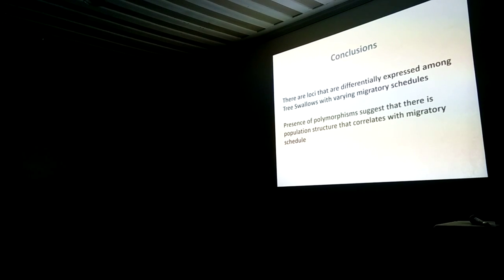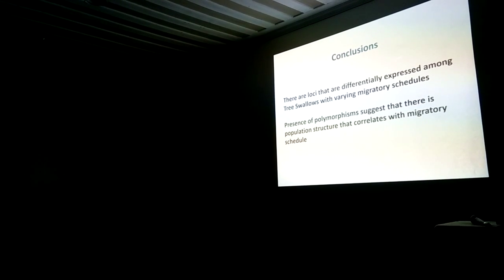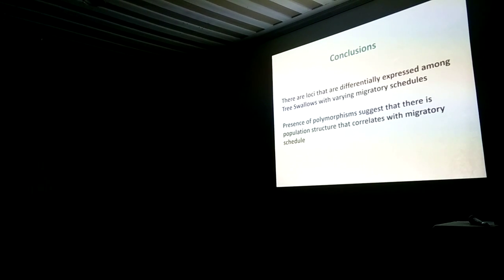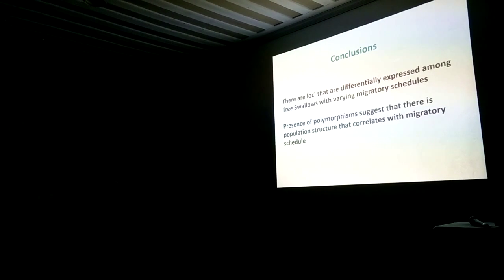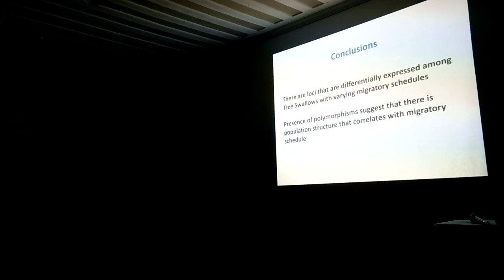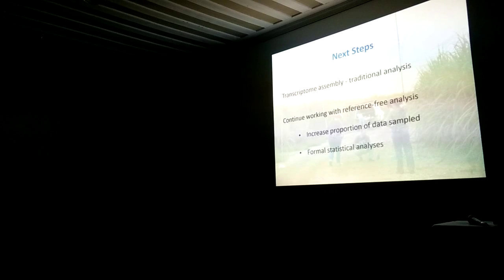with varying migratory schedules, and the presence of some sequence polymorphism suggests that there might actually be population structure in the species that correlates with migratory schedules. So some populations are migrating on a different schedule than other ones, and this is a pattern that we see in other birds. And so where do I go from here?